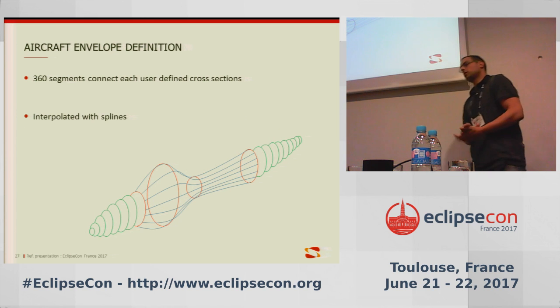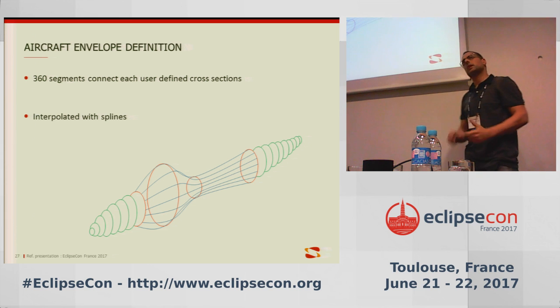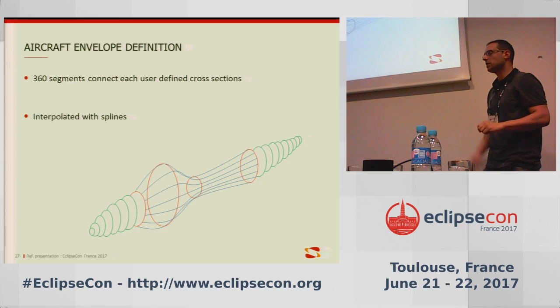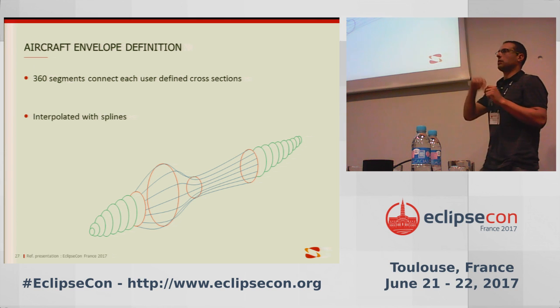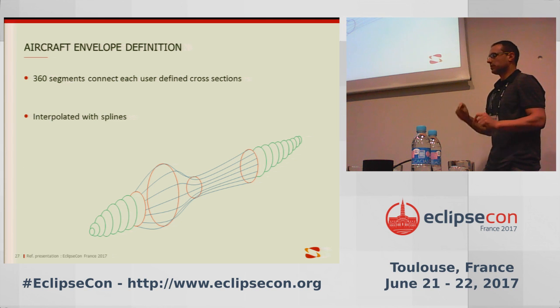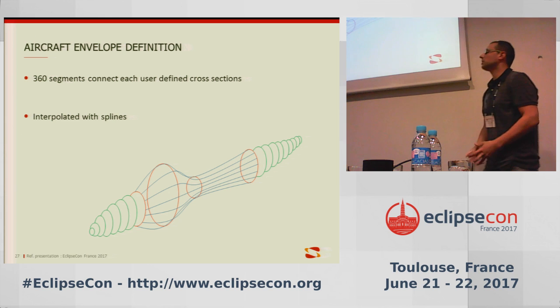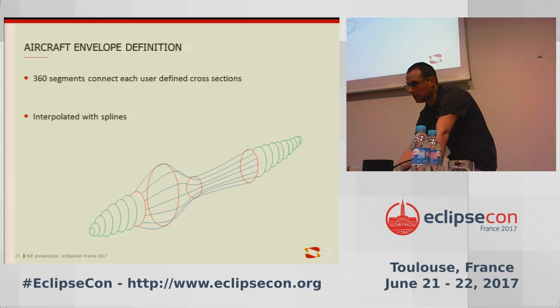First, when you have the user-defined cross-sections in red, we need to calculate the aircraft envelope definition. How do we do that? We create 360 segments, one at every degree of the circle, and we relay each cross-section to the other with the segments. And to relay a cross-section to another, it is interpolated with splines. So you can see what it looks like.